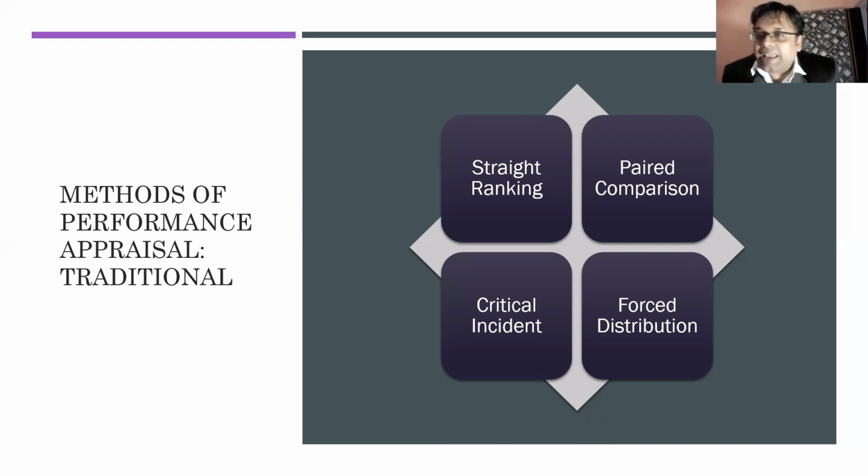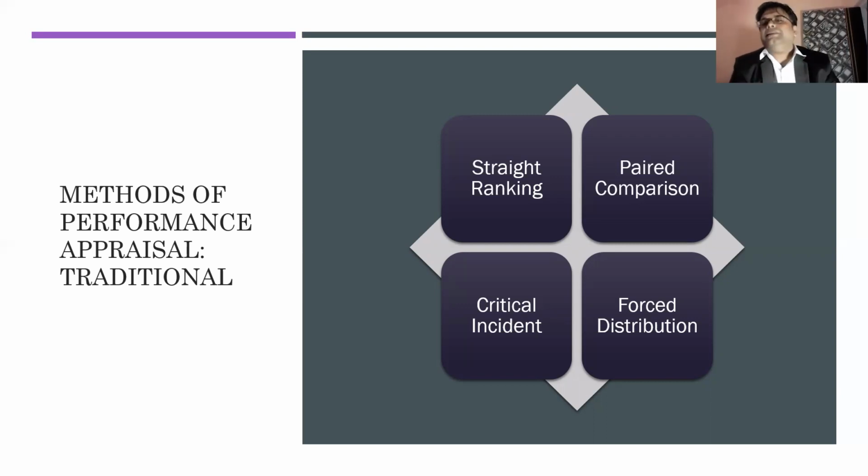Now this ranking can also be based on certain criteria, not only in general. The HR manager or the performance appraisal manager may ask you, as a manager, as far as communication skill is concerned, who is the best out of A, B, C, and D? Out of your 5 employees, as far as discipline is concerned, who is number 1? So like that we can give the ranking based on different parameters. That is called straight ranking.